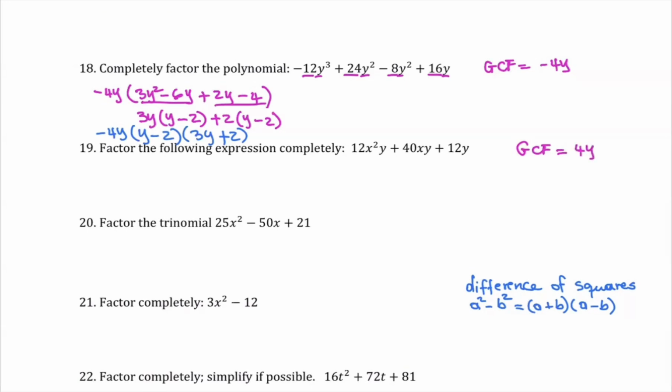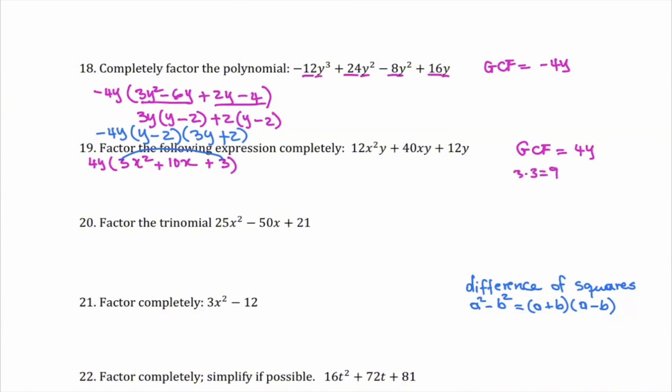Let's factor the GCF out. So 4y times 3x squared plus 10x plus 3. We're going to multiply the constant and the coefficient of the quadratic term. That is 9, right? 3 times 3 equals 9.